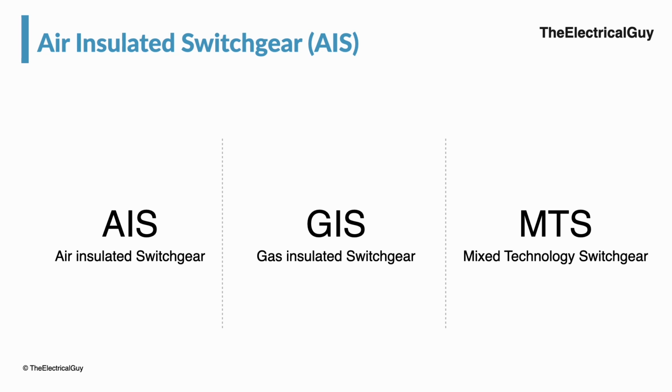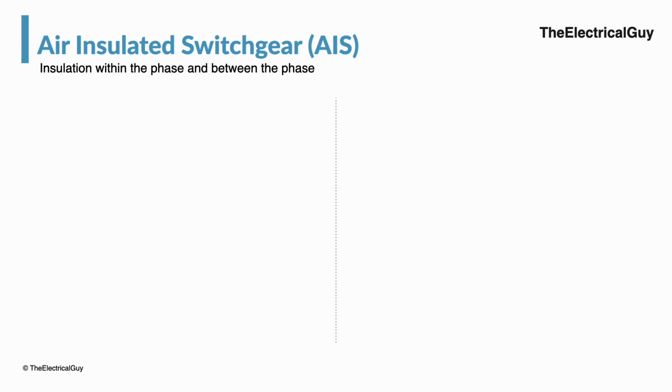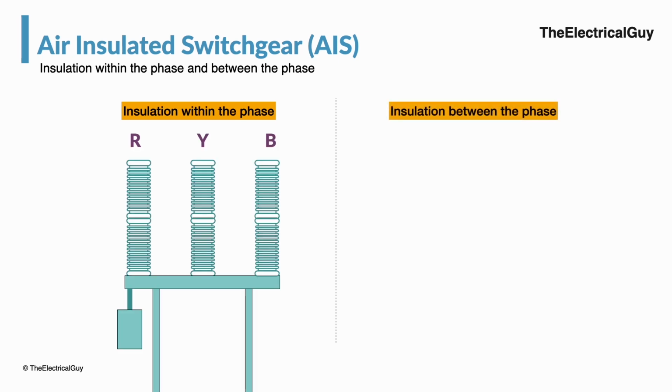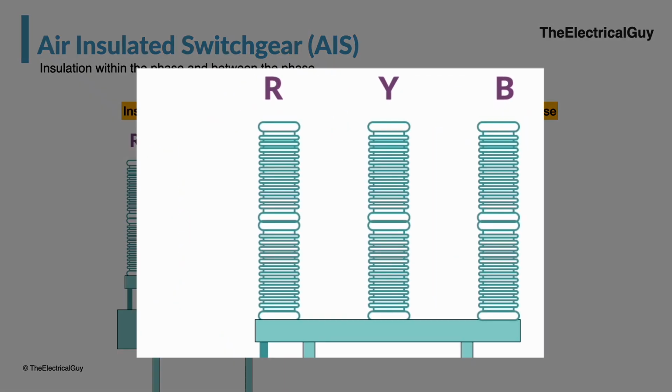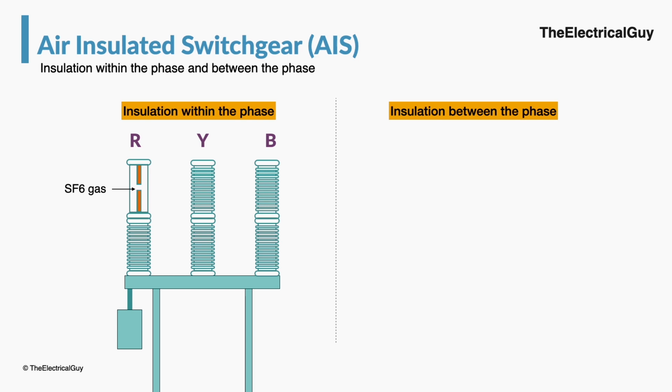As the name suggests, in AIS technology, air is used as an insulating medium between the phases and also between phase and ground. Here we need to understand two concepts. One, insulation within the phase, and the second one is insulation between the phases. Consider an example of a circuit breaker. It has three phases R, Y and B as shown. Now, insulation provided in the R phase or any other phase is known as insulation within the phase.